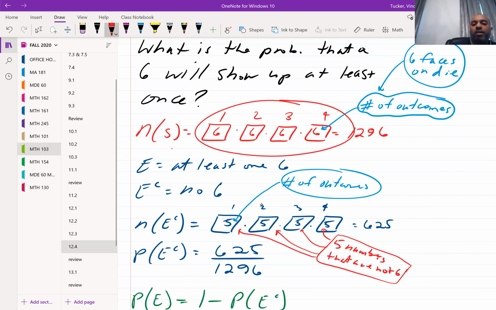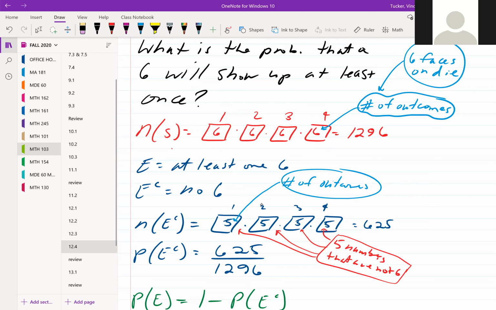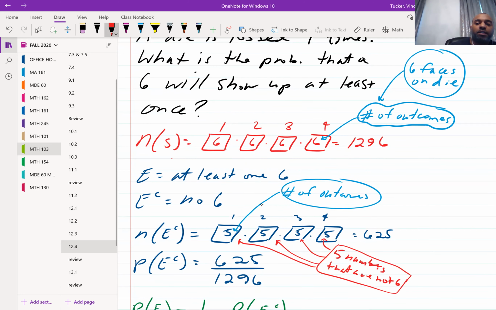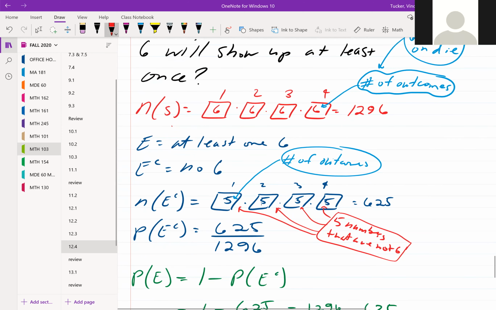Well, we multiply. Right here, we multiplied 6 times 6 times 6 times 6 and got 1296. So that's our bottom number. That's our total number of possible outcomes, because there's 6 faces on the die. Okay, then how did you get 625?